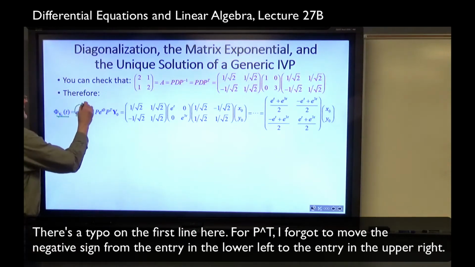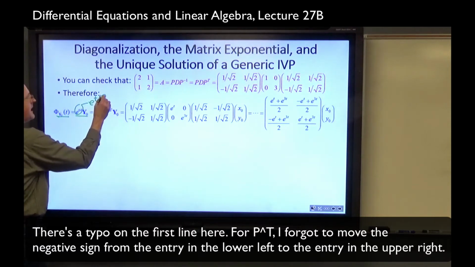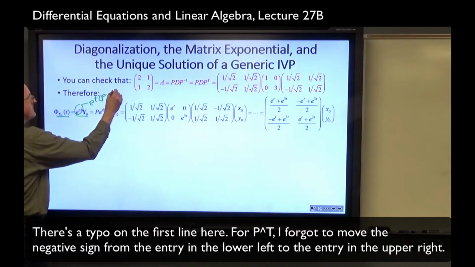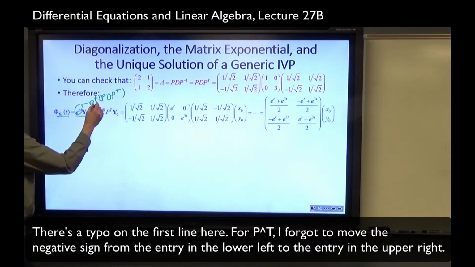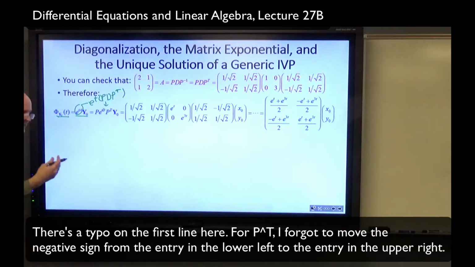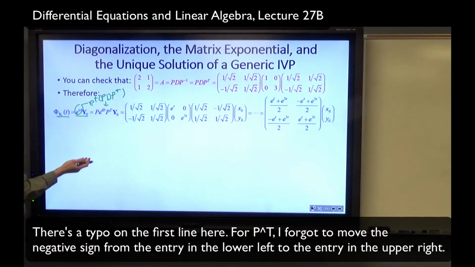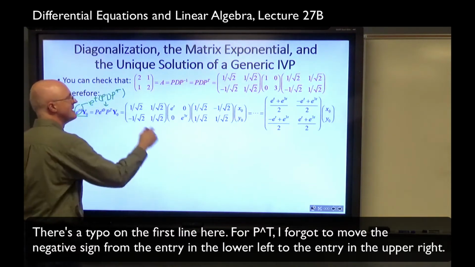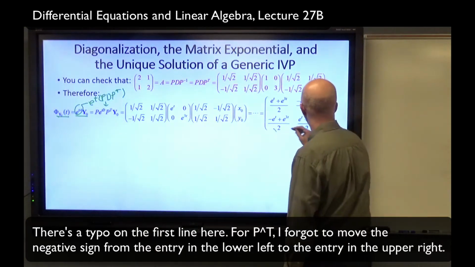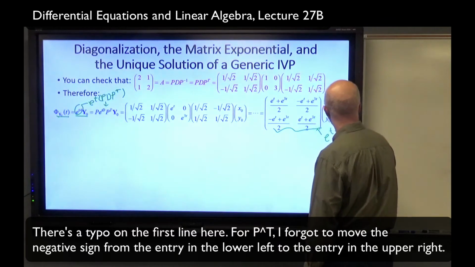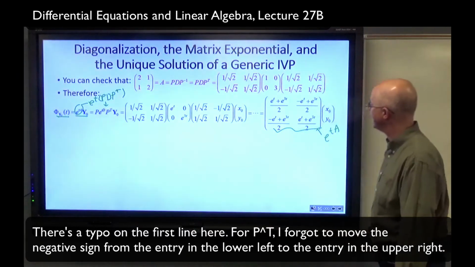e to the tA is the same as e to the t times, by this previous line, P times D times P inverse, or in this case, P transpose, because P is an orthogonal matrix. And then that turns out to equal this. I did justify that intuitively in terms of Taylor series already. Plug those matrices in, do the multiplication, you're going to end up with this. So this matrix evidently must be e to the tA, where A is this matrix. And we can check that in Mathematica.